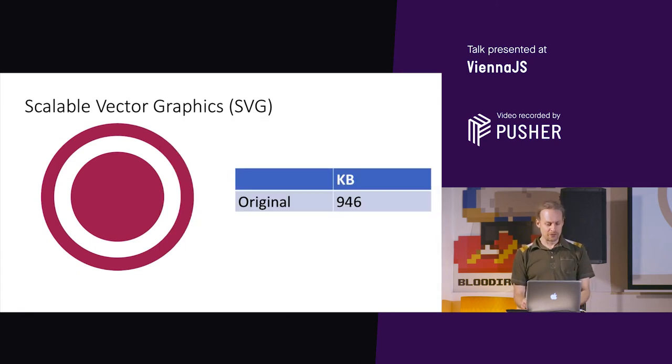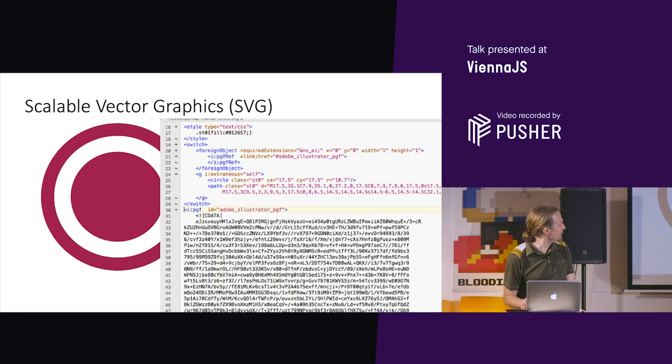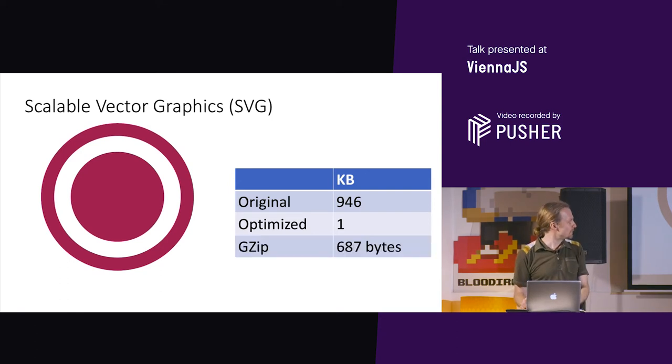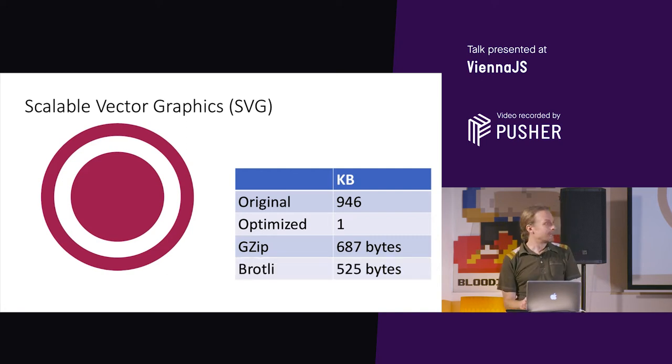So the solution is, on line 30, to click, drag to the bottom, and press delete. 1K. This is more of a testing thing: if you see an SVG that's big, something's wrong, and you should probably not launch that to production. You can gzip that to 600 bytes. You can use Brotli, take it down to 500 bytes. Again, a Google compression algorithm.